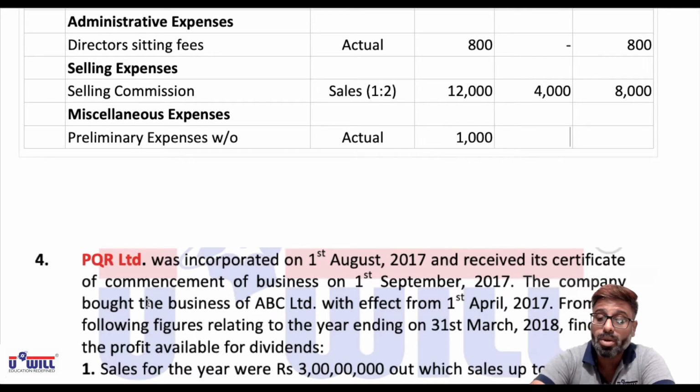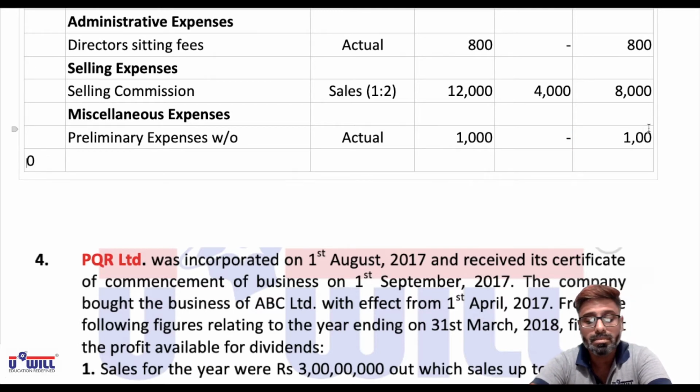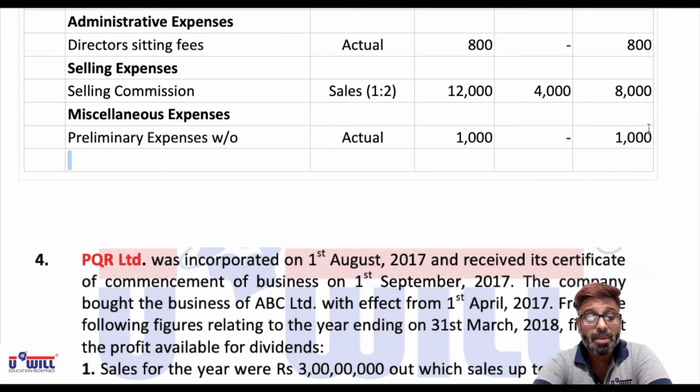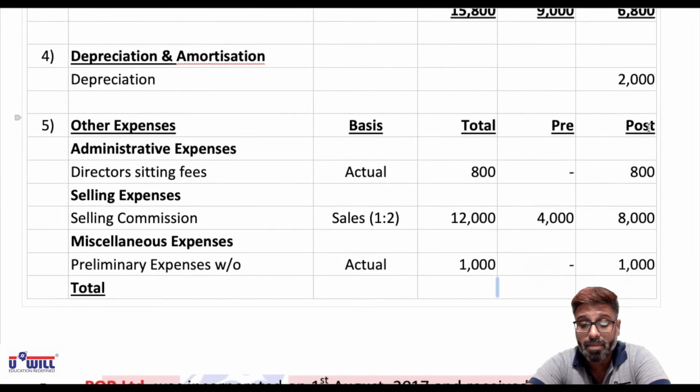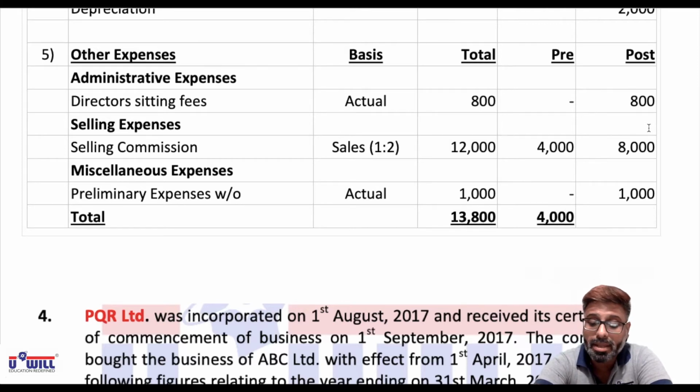And the entire amount will go in the post-incorporation period, 1,000. Actual basis, entire amount will go in the post-incorporation period, that is 1,000. Then total will be done. Now total: 800 plus 12,000 plus 1,000, so 13,800. 4,000, and 8,000 plus 1,000 plus 800, so 9,800.